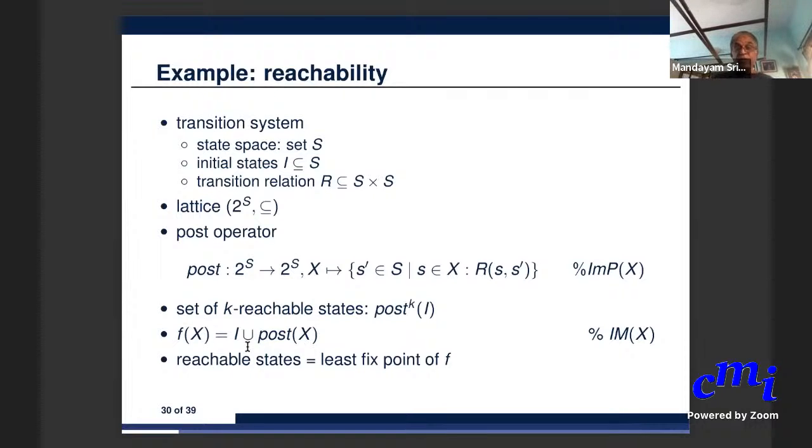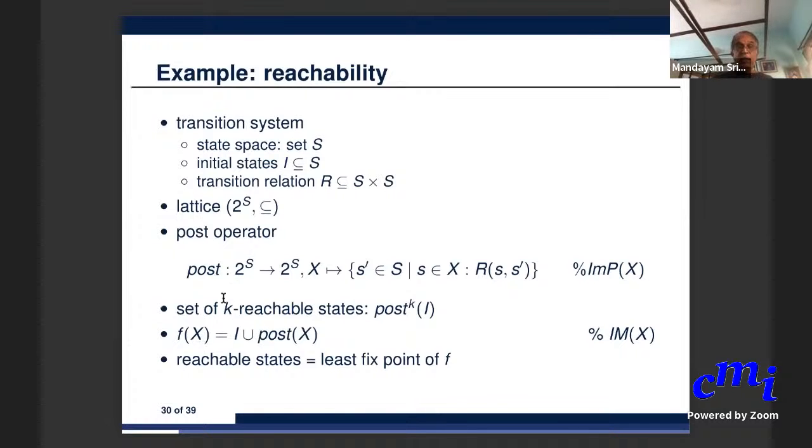Okay, this is it. I'm sorry, this F itself is not that. Okay, F of X just takes the union of I with the image applied to X, which was IM of X. Now X can then be the least fixed point. The set of all reachable states will be the least fixed point of such a function.